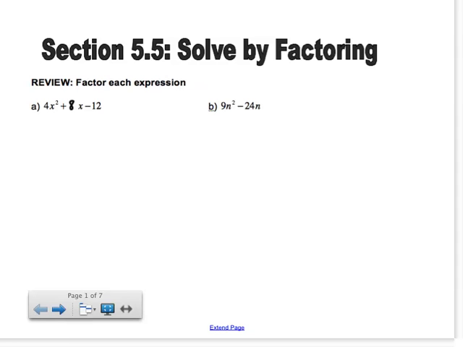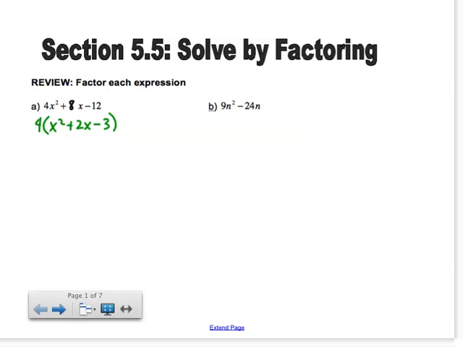So the first thing that we're going to do is we factor out a common factor. Common factor is 4 in this case. So I take out a 4 and I'm left with x squared plus 2x minus 3. So I divided a 4 out of each of those terms.